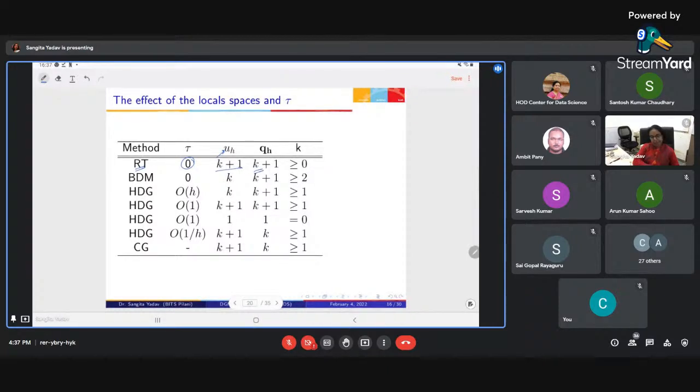Same thing for the BDM, but here what is happening? In BDM we choose P_k. The rate of convergence for the solution is only k, not k plus 1, right?